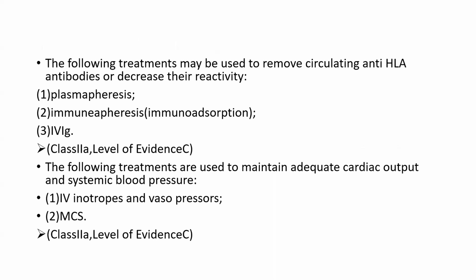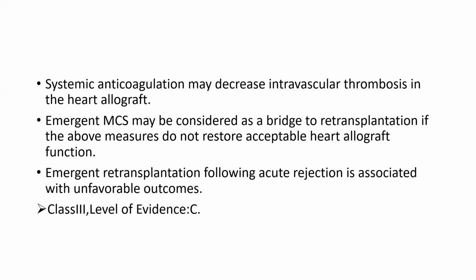The following treatments may be used to remove circulating anti-HLA antibodies: plasmapheresis, immunoadsorption, and IVIG. The following treatments may be used to maintain adequate cardiac output and systemic blood pressure: IV inotrope, vasopressor, and MCS. Systemic anticoagulation may decrease intravascular thrombosis in the heart allograft, and emergent MCS may be considered as a bridge to retransplantation if the above measures do not restore acceptable heart allograft function. Emergent retransplantation following acute rejection is associated with unfavorable outcome.